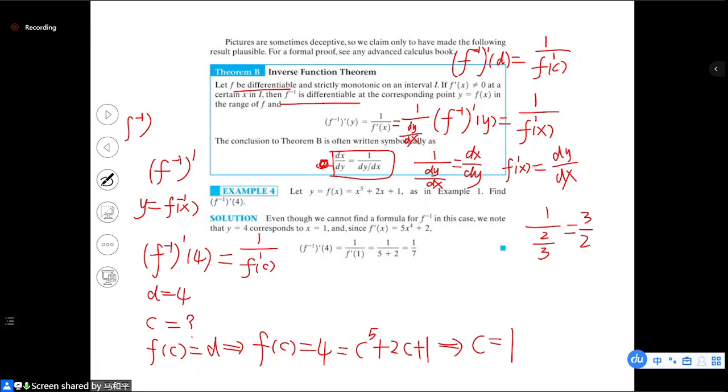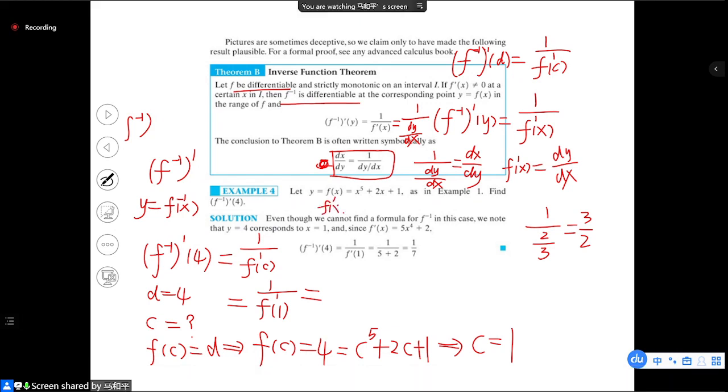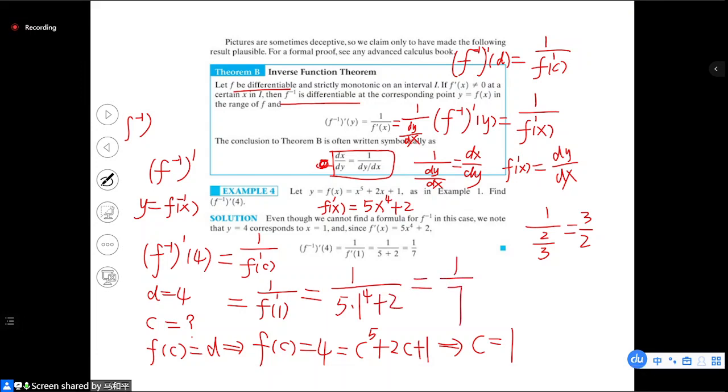And when c is 1, we find it's 1 over f prime 1. And f prime x is 5x to the power 4 plus 2. So f prime 1 is equal to 5 times 1 to the power 4 plus 2, which is 7. So the answer is 1 over 7.